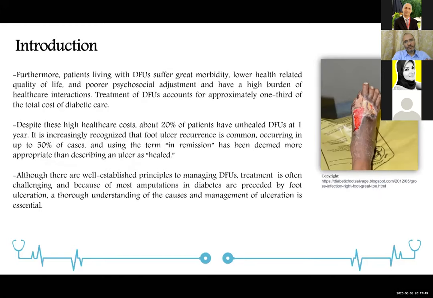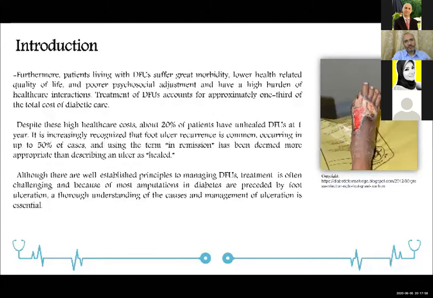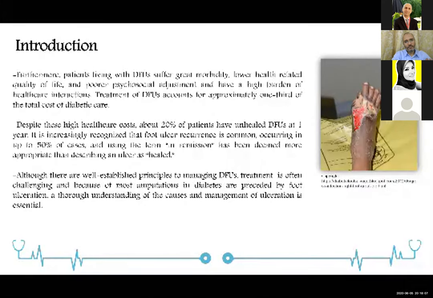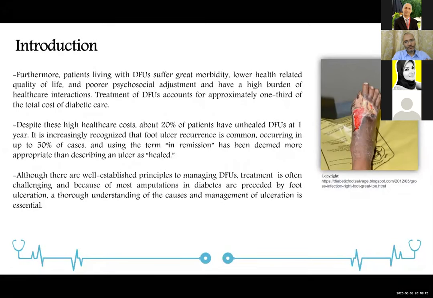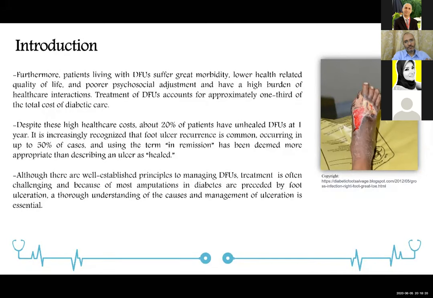Furthermore, patients living with diabetic foot ulcers suffer great morbidity, lower health-related quality of life, poor psychosocial adjustment, and a high burden of healthcare interaction. Treatment of diabetic foot ulcers accounts for approximately one-third of the total cost of diabetic care. Despite these high healthcare costs, about 20% of patients have unhealed diabetic foot ulcers at 1 year.